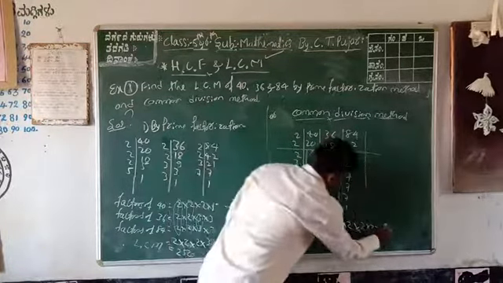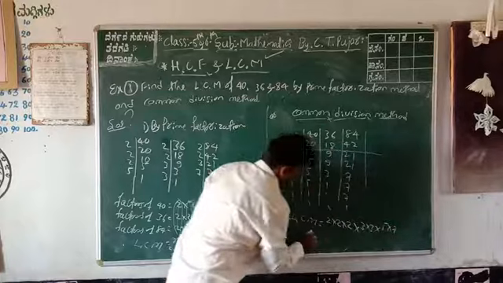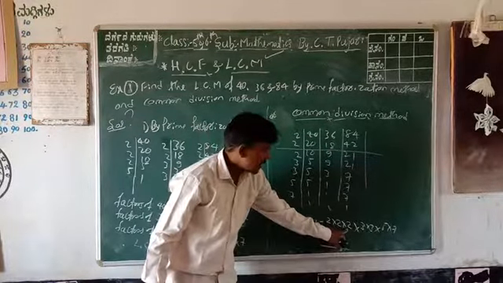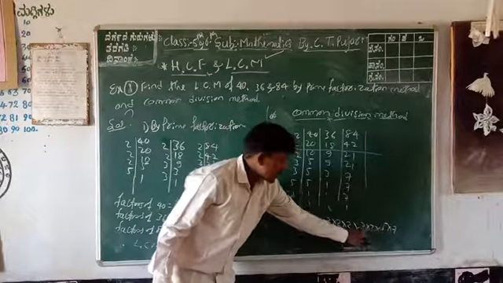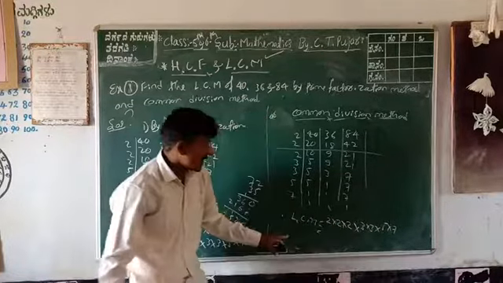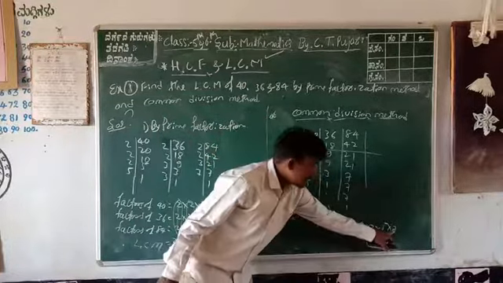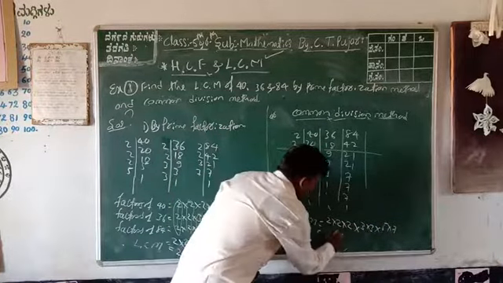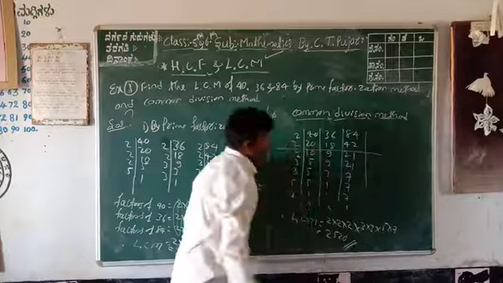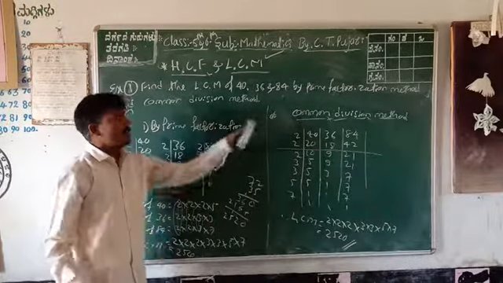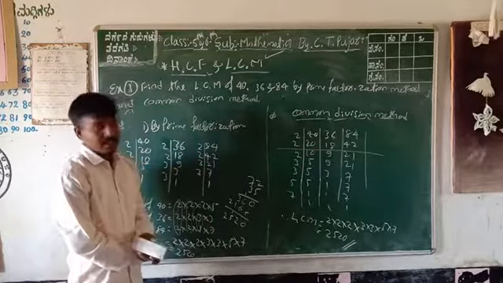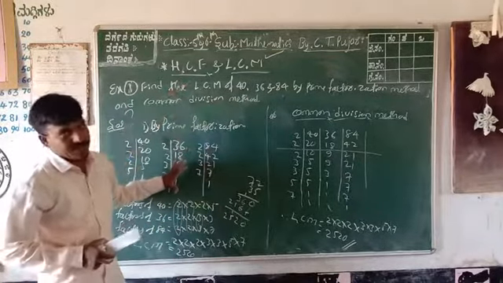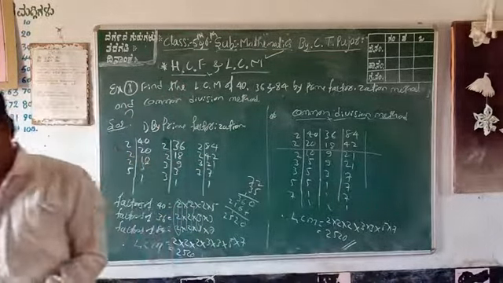5 into 7. Therefore, 2 to the 4, 4 to the 8, 3 to the 9, 9 8s are 72, 72 into 35, therefore 2520 is the LCM. This is the common division method LCM. Got it? You can find the LCM by 2 methods. Okay? The next example.